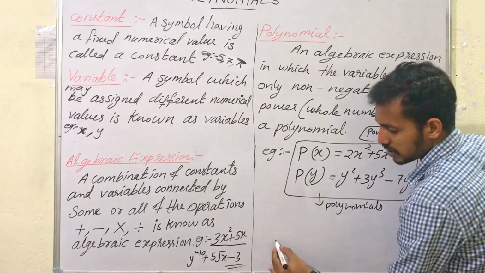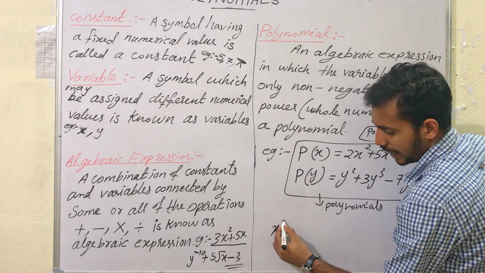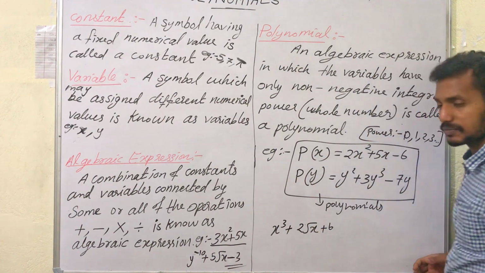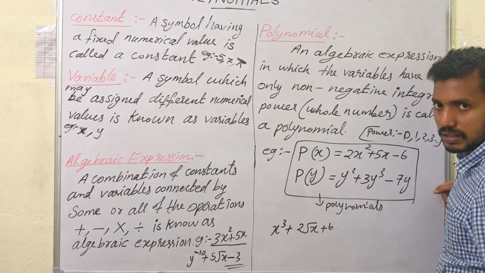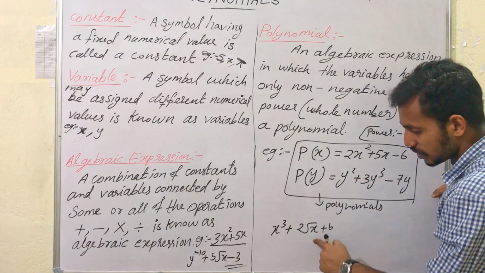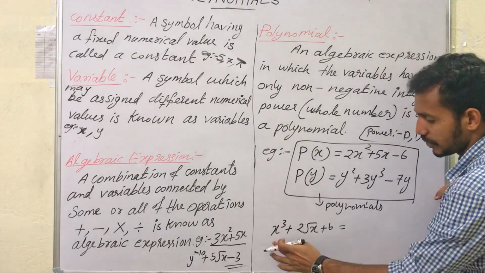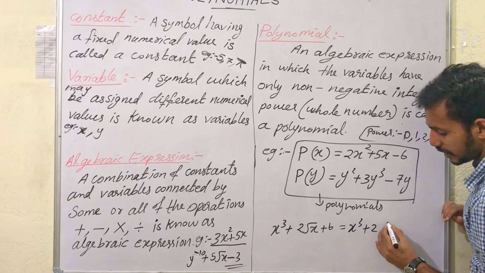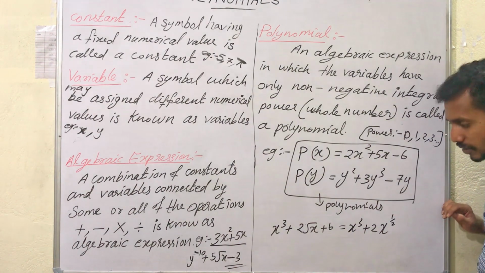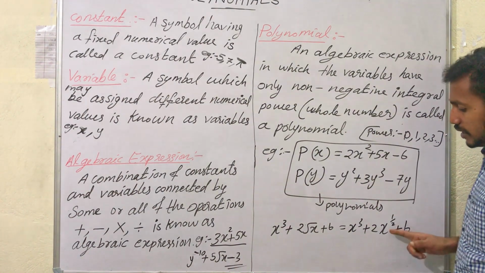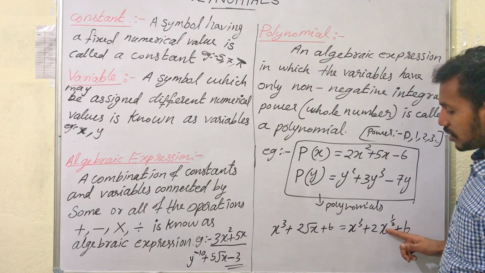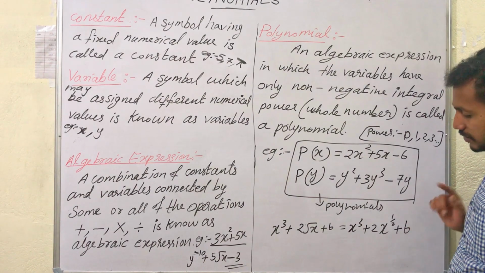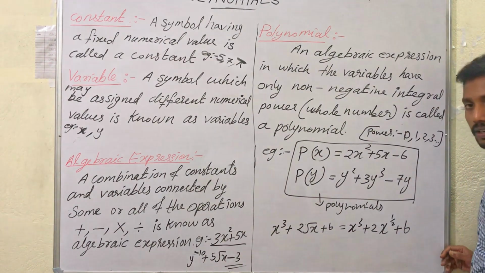Polynomials. But if you consider another example like x cube plus 2 root x plus 6, this is also an algebraic expression. But this is not a polynomial, because if you rearrange this, if you write it in another way, that is x cube plus 2 root x, we can write as x raised to 1 by 2 plus 6. So here this algebraic expression consists of a power of variable as a non-whole number, that is a fraction. So this is not a polynomial.